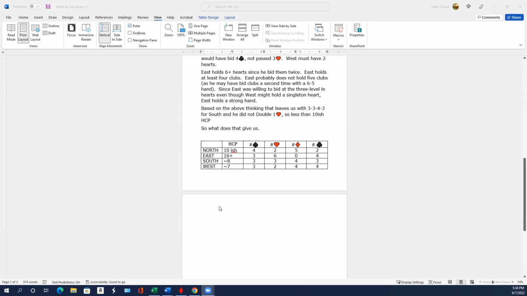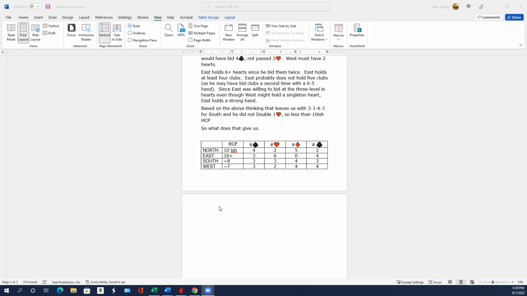All right, so this is what I'm thinking. I think North has around 10 high card points or so, 10-ish. I think he has 4 spades, 2 hearts, 5 diamonds, and 2 clubs. That would make it sensible that over a 1 heart, 1 no trump bid, he would just bid 2 diamonds, not double. Because what would he do? His partner bid clubs, right? Remember, at this point, when he bid 2 diamonds, he didn't know that East had clubs. I think that East has 3 spades, 6 hearts. I don't think he has any diamonds, and I think he has 4 clubs. South, I believe, has 3 spades, 3 hearts, 4 diamonds, and 3 clubs.